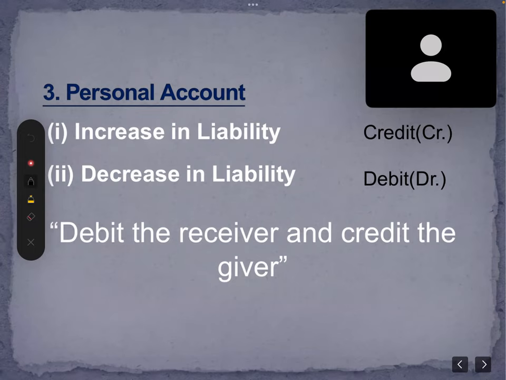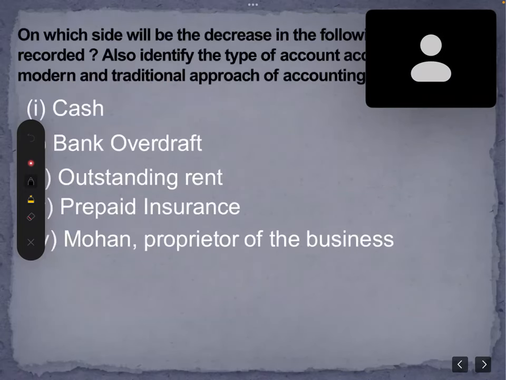All right, so I hope these three statements are clear. Let me repeat. The first rule regarding the nominal account says debit all expenses and losses, credit all incomes and gains. Whereas the rule regarding the real account says debit what comes in, credit what goes out. And the last account, which is the personal account, the rule says debit the receiver and credit the giver. All right. I'm sure everybody is able to understand this. Got it, everyone? Anybody having any doubt?